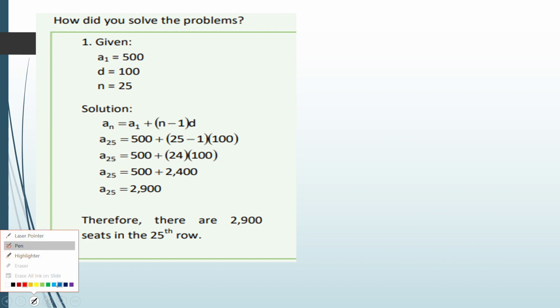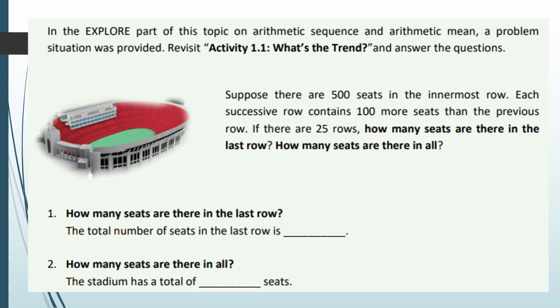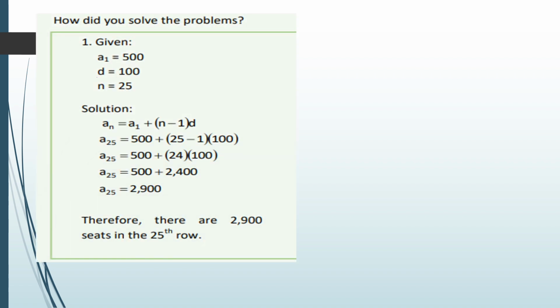You have already there the answer. Okay, I'll just point to you the given. First term is 500 for the first row, and then where did you get the common difference 100, sir? So in the problem it says here each successive row contains 100 more seats. This is the idea that we're only adding a number of seats compared to the previous row. So that's your common difference. And it's asking for how many seats in the 25th row, so therefore your n is 25. We're going to look for the a25.